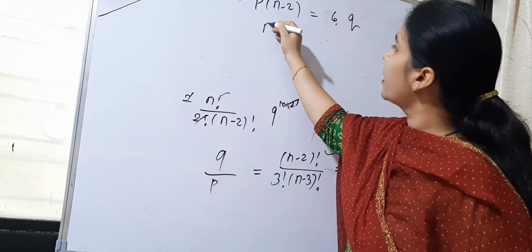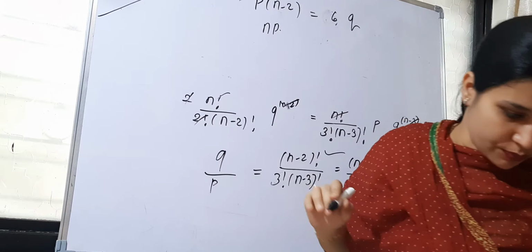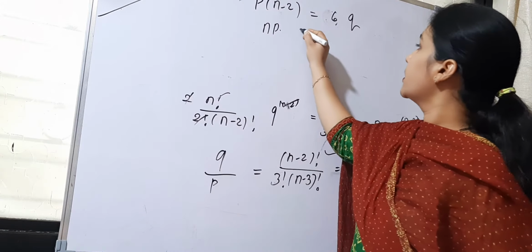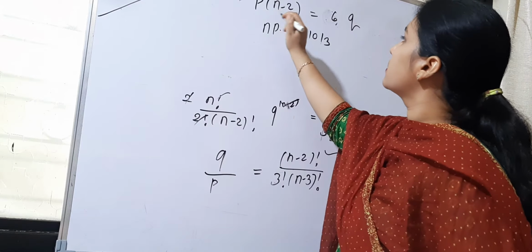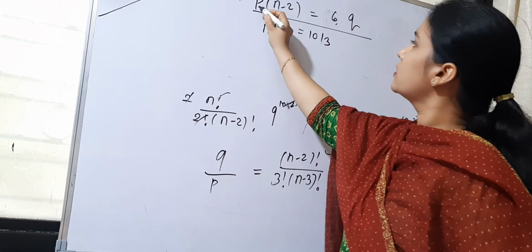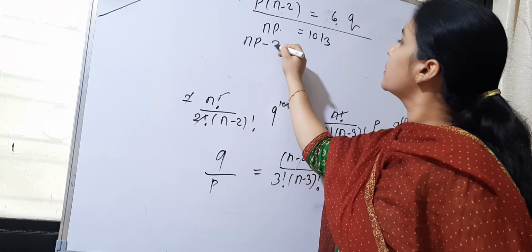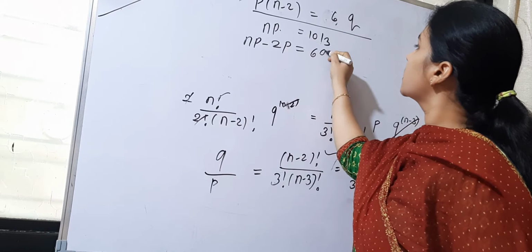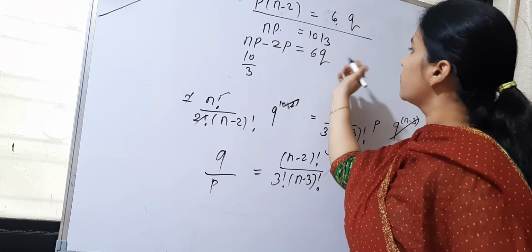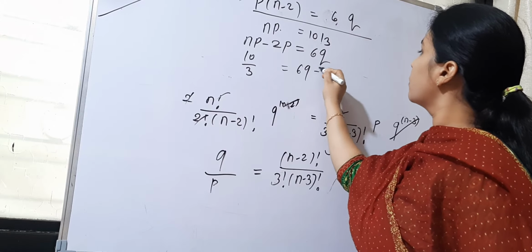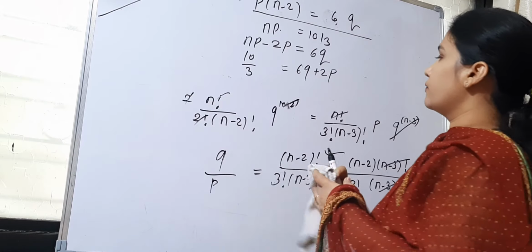Okay, one more thing we have, n into p, the mean value is given to you, 10 by 3. N into p. Multiply this equation. So this will be np minus 2p equal to 6q. Np is 10 by 3, put here. Minus 2p shifted there, then it will become 6q plus 2p after that.